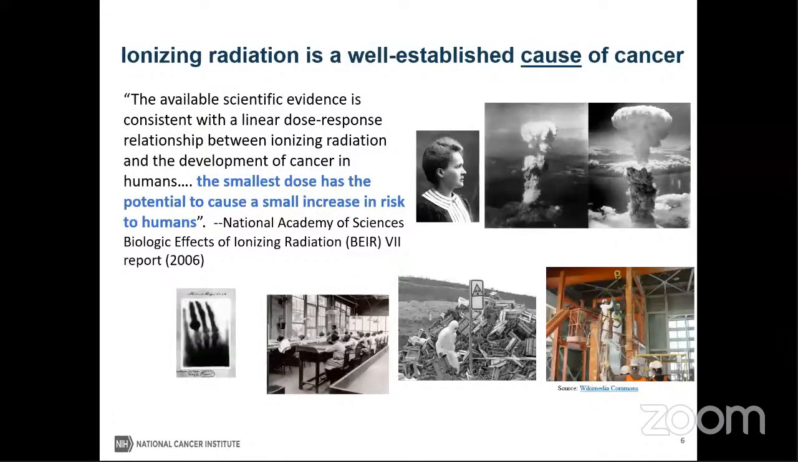So based on the totality of evidence from radiobiology and radiation epidemiology, including large cohort studies of populations exposed, like the Japanese atomic bomb survivor cohort, individuals exposed from radiation fallout from Chernobyl and from other environmental contamination, medically exposed populations of patients and occupationally exposed groups of workers, the risk appears to increase with greater level of dose. And various expert committees have concluded, based on this evidence, that there doesn't appear to be a level of radiation exposure below which there is no risk. So there doesn't appear to be any safe level of radiation exposure when it comes to cancer. And the smallest dose has the potential to cause a small increase in risk to humans.